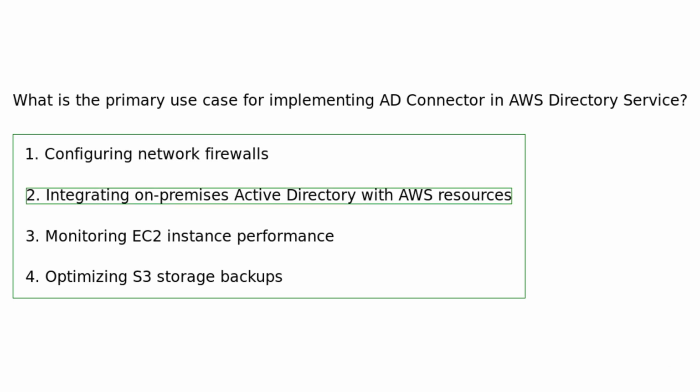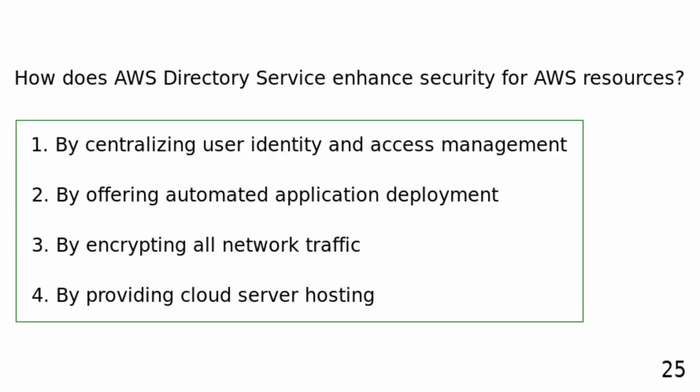AD connector is used to integrate on-premises Active Directory with AWS resources, allowing for centralized access management and authentication across environments. How does AWS Directory Service enhance security for AWS resources? By centralizing user identity and access management. By offering automated application deployment. By encrypting all network traffic. By providing cloud server hosting.